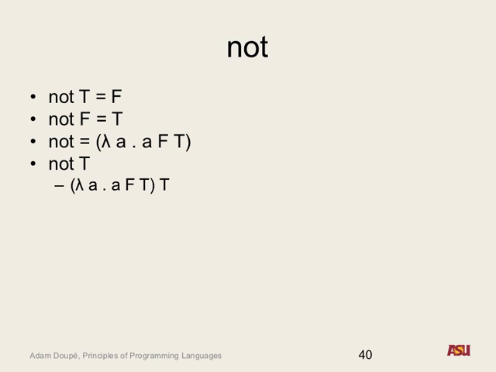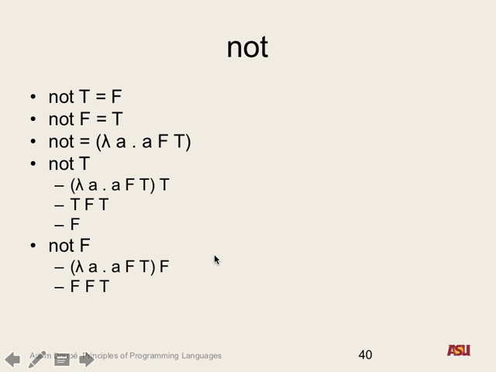So yeah, we can see that not true is going to do true, false, true, which will return false, and not false will return false, false, true, which will return true. It's exactly the behavior that we wanted.